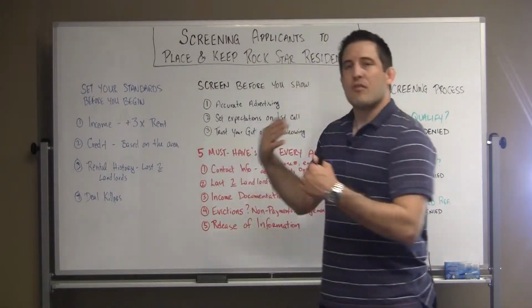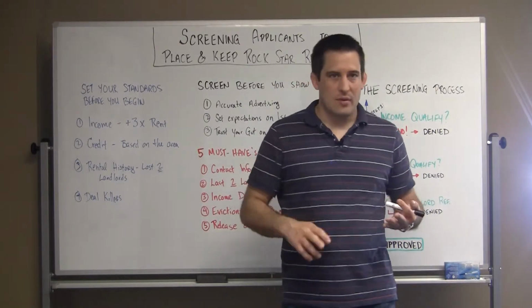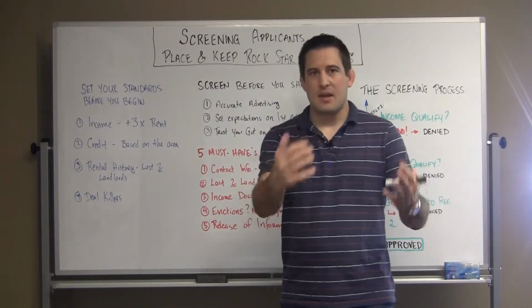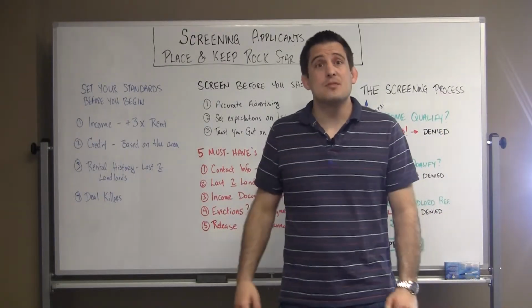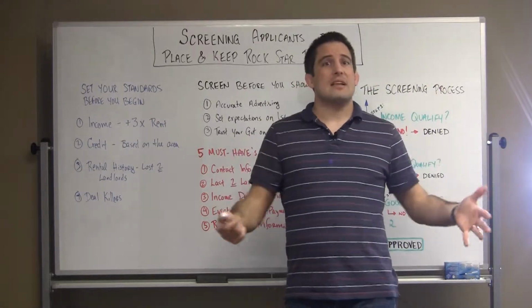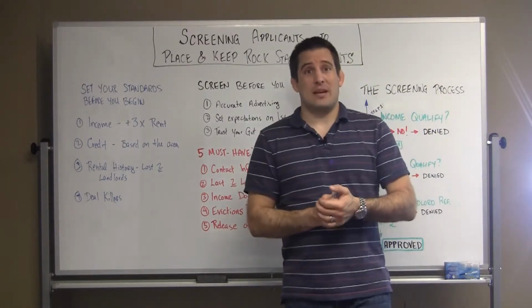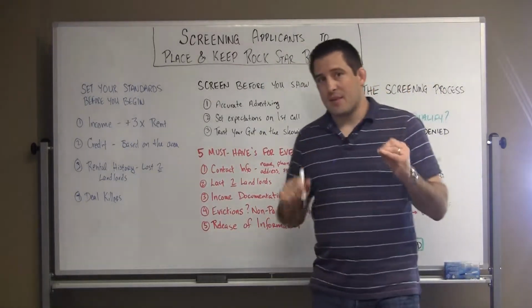So now we've gone through it, we've set up the advertising, we have our criteria, we screen the people on the phone, and everything checks out. They came in, they seem like pretty nice people. Now it's time to take an application. They're interested in the apartment, they want to move in next week. Let's get the screening done. These are the 5 must-haves for every application.